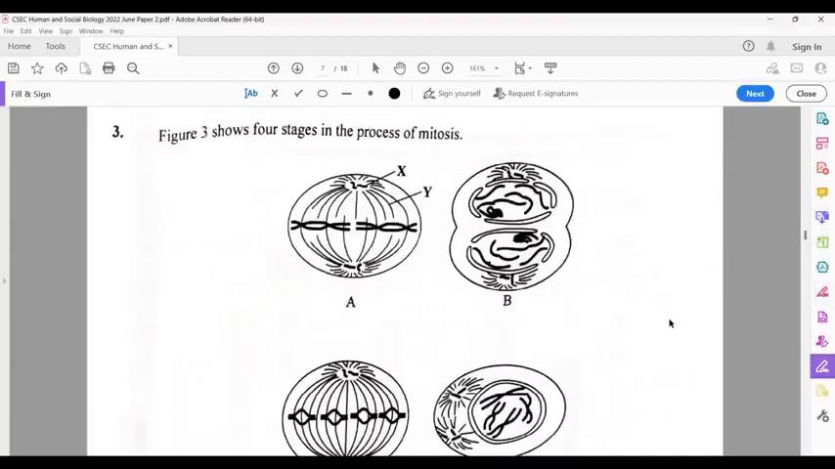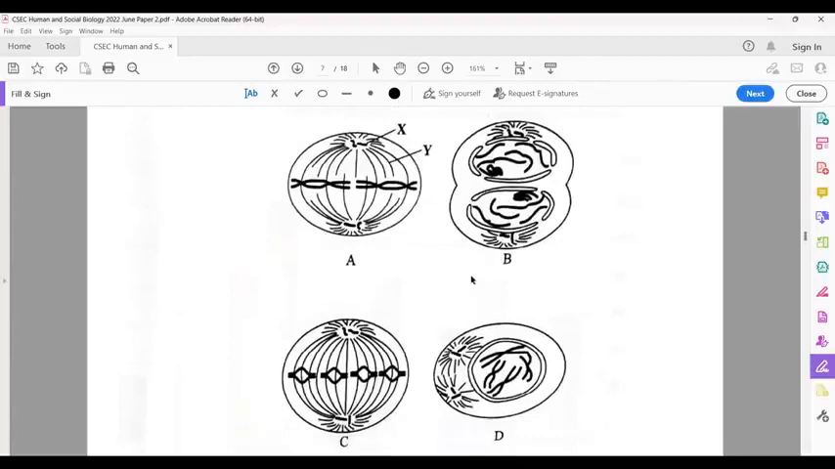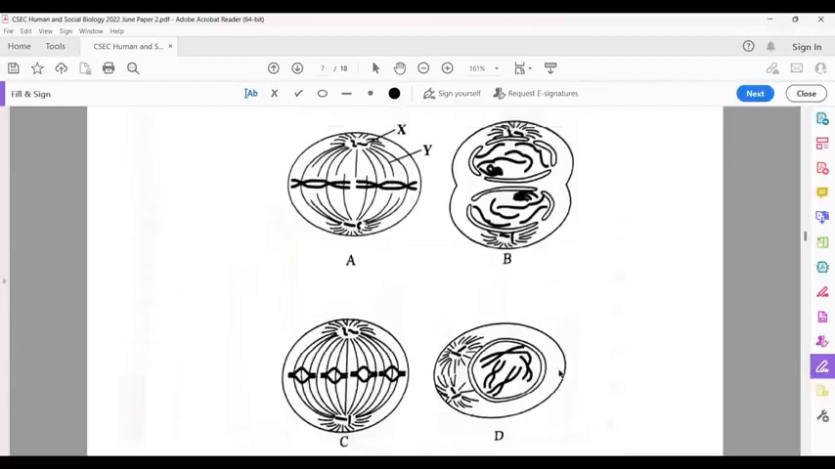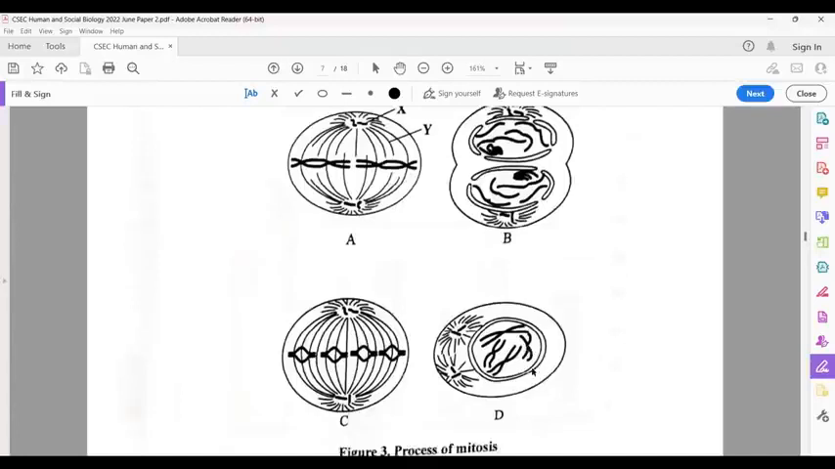Figure 3 shows 4 stages of mitosis. And if we're talking about mitosis, mitosis shows up in hereditary and variation. Hereditary and variation, that is section C of the syllabus. And we have 4 stages that are being identified here. We can see A is metaphase, B is telophase, C is anaphase, and D is prophase. And we could identify these by what is drawn in the diagrams, what's shown in the figures.